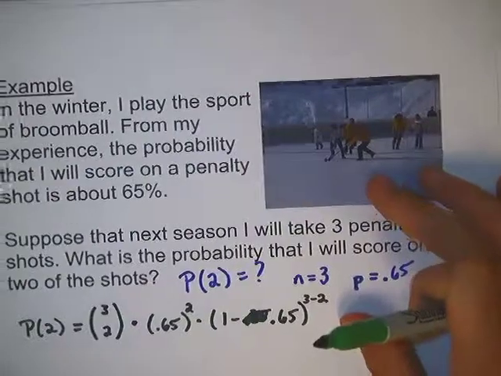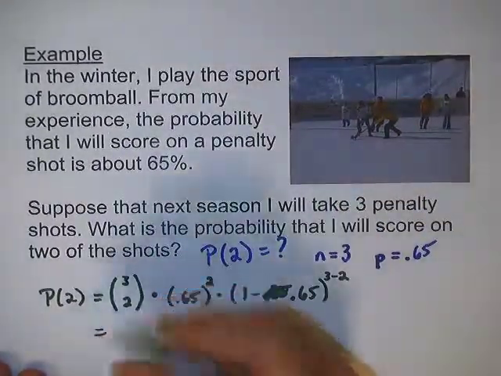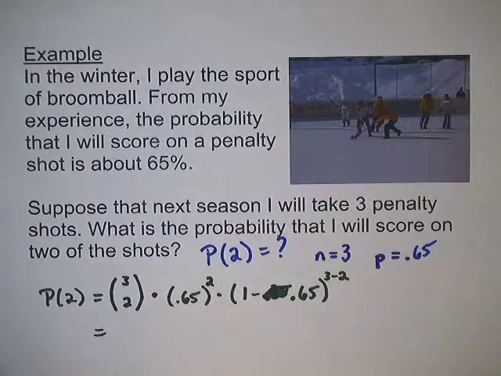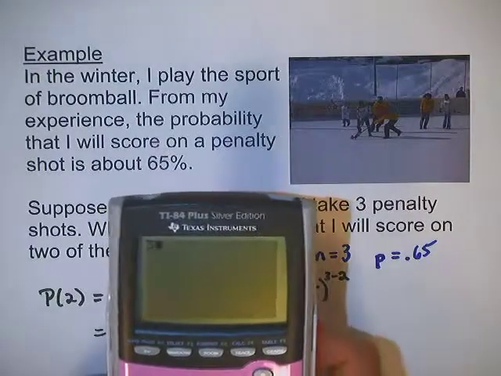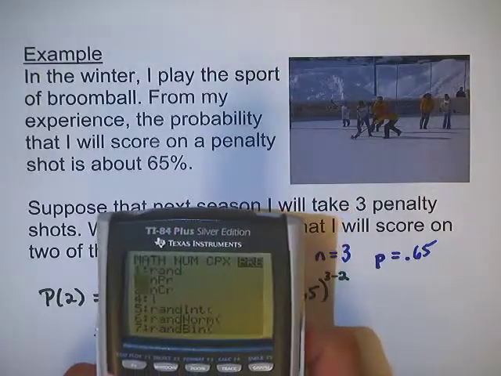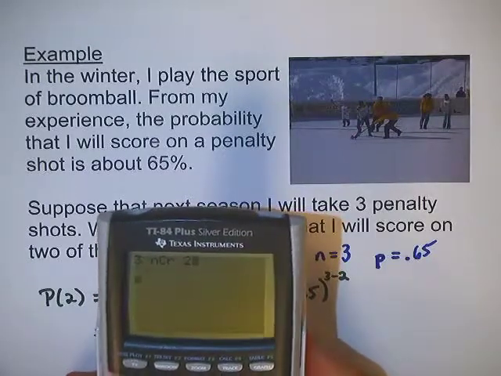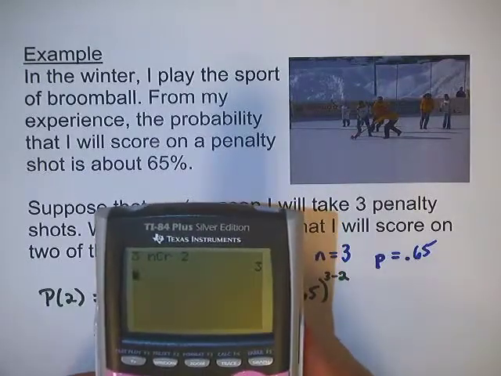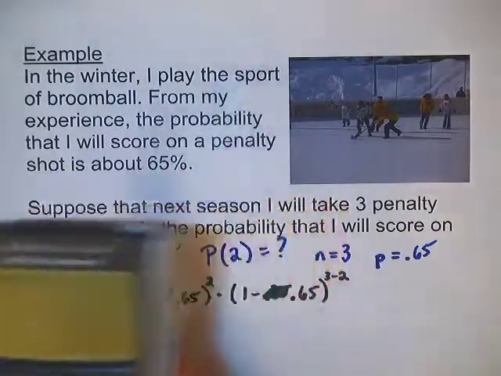Now I'm going to do most of this in the calculator. I'm actually going to figure out what this is first, the number of combinations to get 2 successes among 3 trials. The way I'm going to do that on the calculator, I'm going to go 3, and my calculator has this nCr function, nCr 2, and that equals 3. So there are 3 ways to get 2 successes in 3 trials.